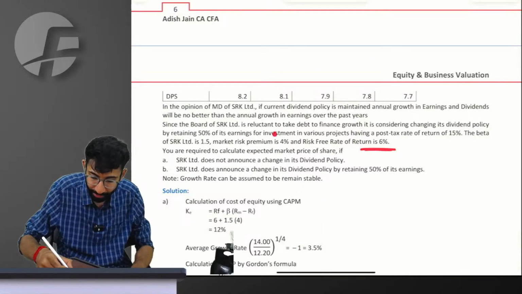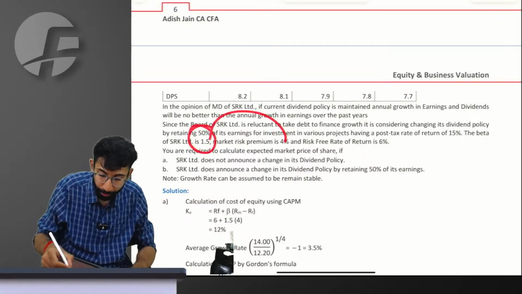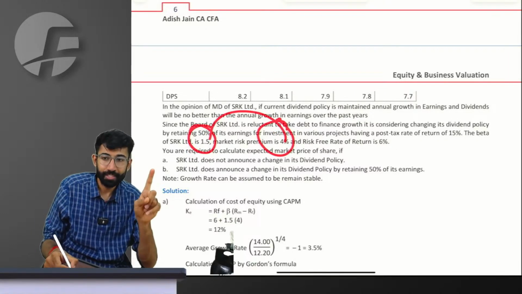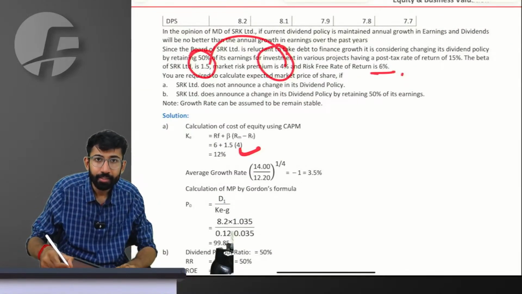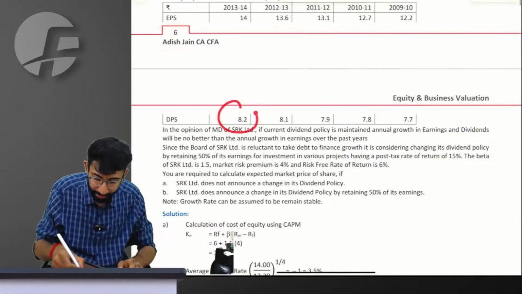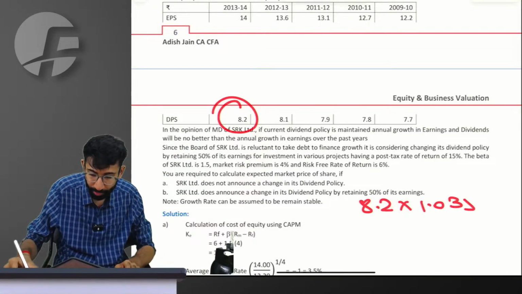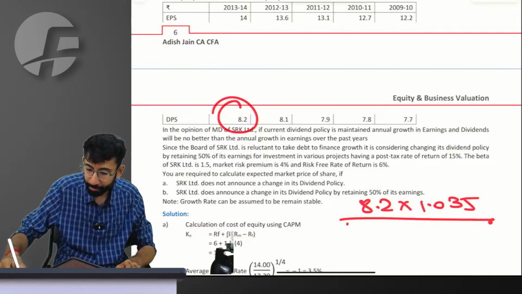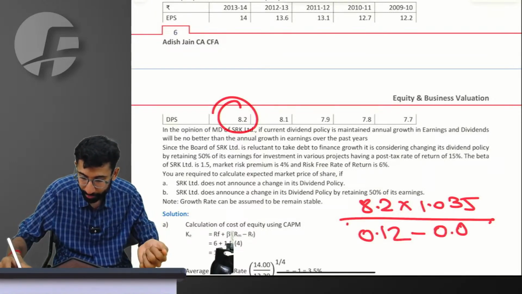RF is 6, RM minus RF is 4, beta is 1.4. So 4 into 1.5 is 6 and 6 plus 6 is 12. So 12% is KE. Very quickly calculate the share price. Latest dividend was 8.2 into 1.035 growth, divided by K minus G, 0.12 minus 0.035.